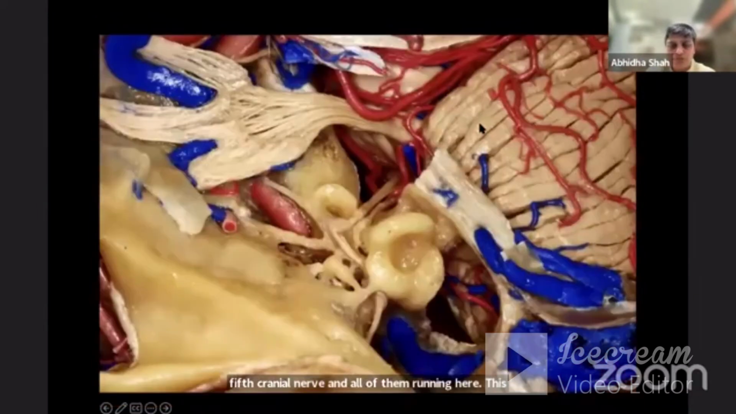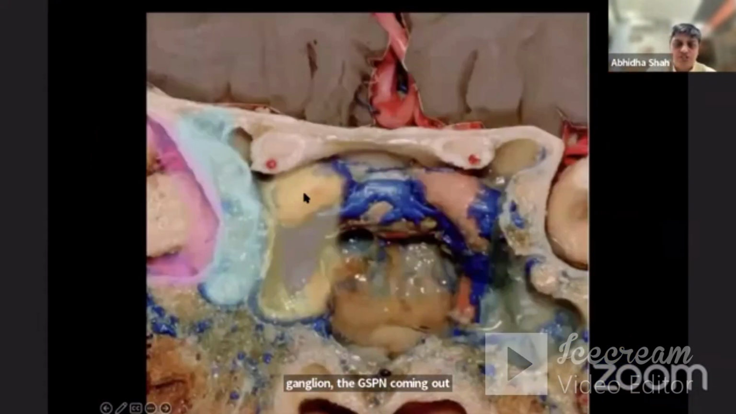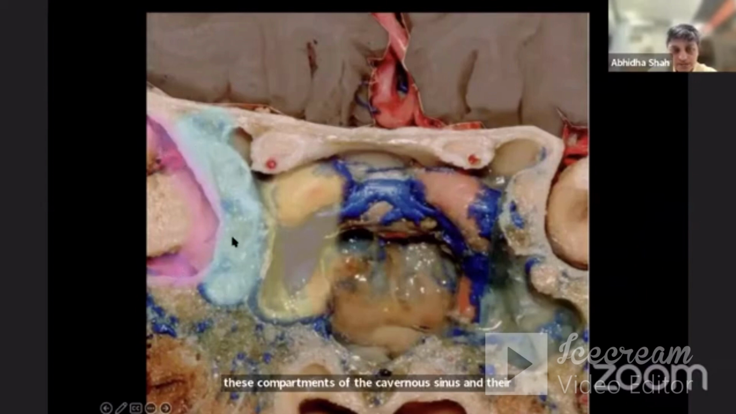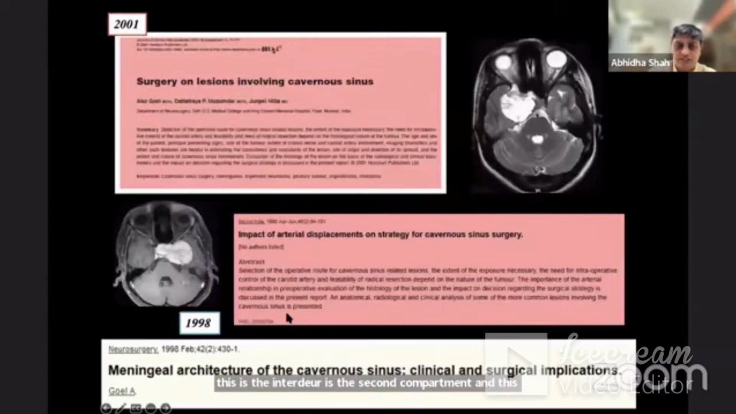This is the region of the posterior fossa. Again, this is the semicircular canals and the cochlea. This is the facial nerve and its genu with the geniculate ganglion, the GSPN coming out. So all this is part of another lecture, but this is just to give an overview. Now let's come back to these compartments of the cavernous sinus and their relation to pathology. So as I said, this is one compartment. This is the interdural is the second compartment, and this is the inner compartment of the cavernous sinus.